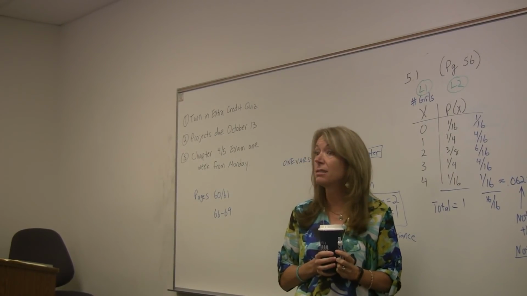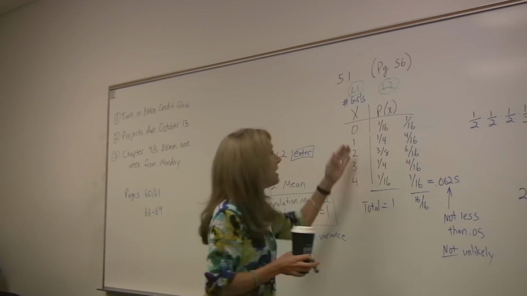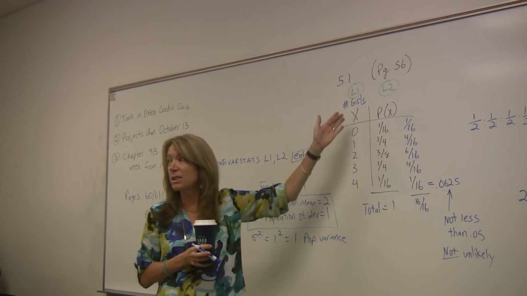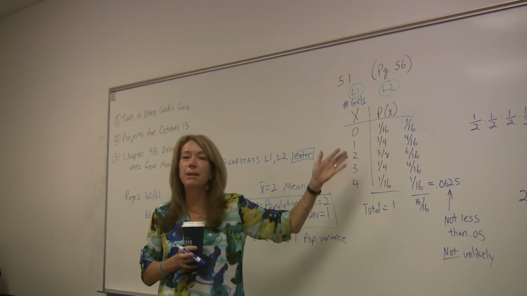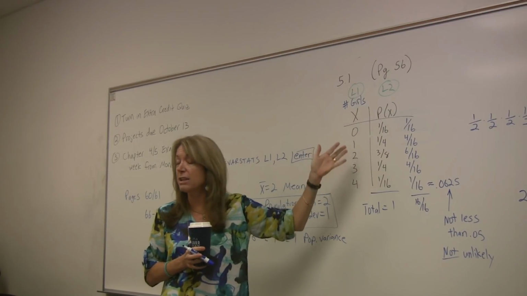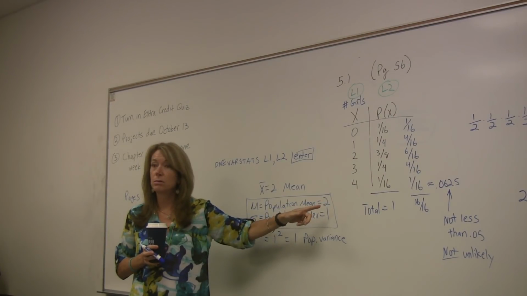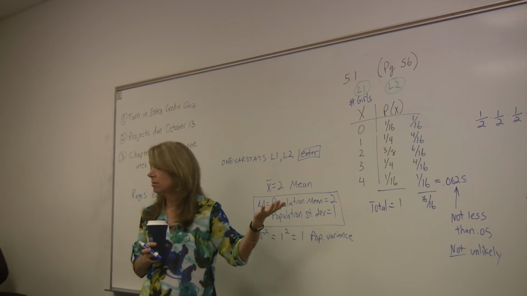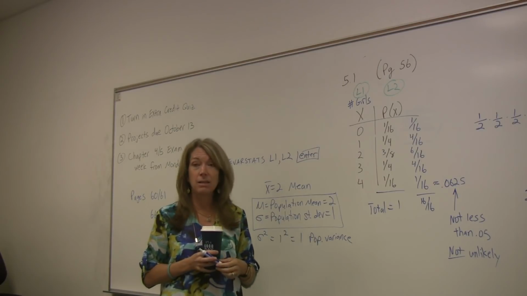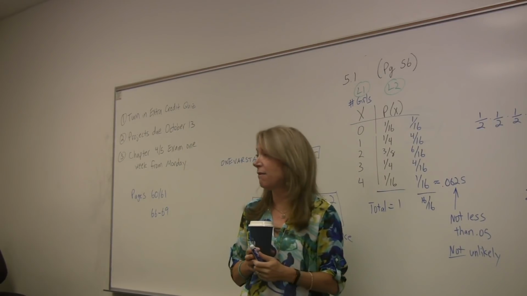The mean. The expected number of girls here was 2. We expect a family of 4 children to have 2 girls. The mean was 2. The expected value is the mean. I can't say that enough.